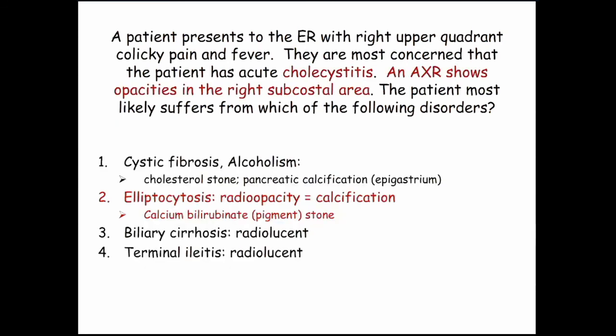This one was a scattergram. We didn't do so good. So again, we're still worried about acute cholecystitis, and on this one, an abdominal X-ray shows opacities in the right subcostal area. What's causing a radiopaque stone? So we're looking for something with calcium, and the calcium stones are the calcium bilirubinate ones. They're the ones associated with hemolysis.